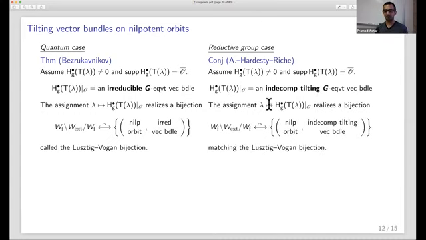Moreover, when you do the same assignment that Roman does, you still get this set of double cosets in the affine Weyl group as the source of the assignment. And on the right-hand side, you get nilpotent orbits and tilting vector bundles. But now, for any reductive group, of course, irreducible and indecomposable tilting are canonically in bijection.